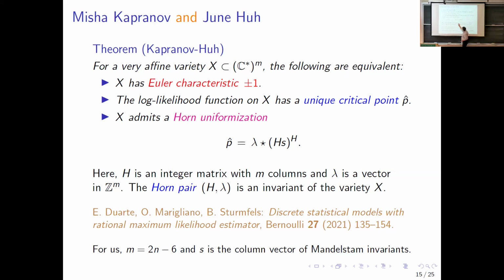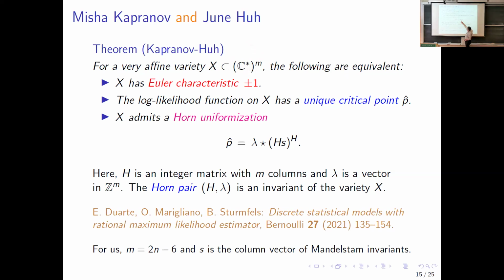We take H as an integer matrix with m columns, and m is the number of ambient coordinates. Lambda is some integer vector with m coordinates, and each entry gets ±1 in our application. Every coordinate will be ±1. And this pair of the matrix and lambda, we're going to call a Horn pair, and it's an invariant of the variety. Right? Now, what does this mean?